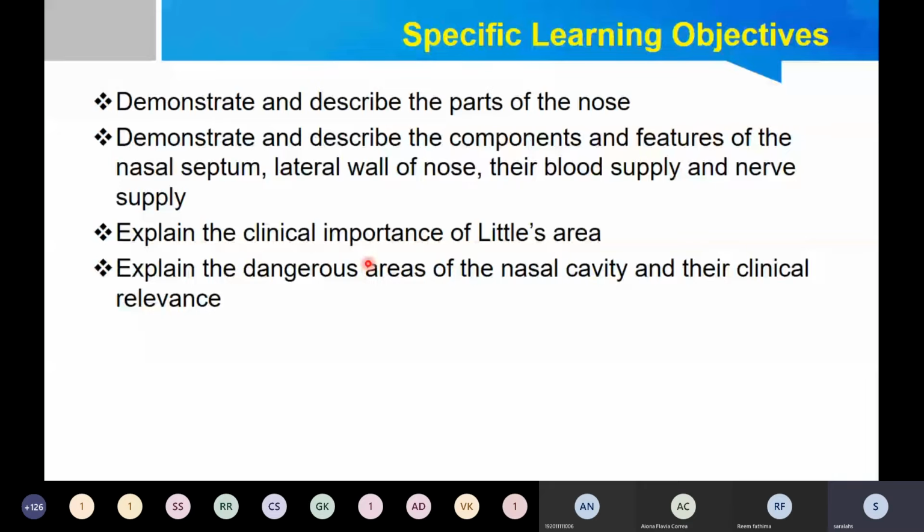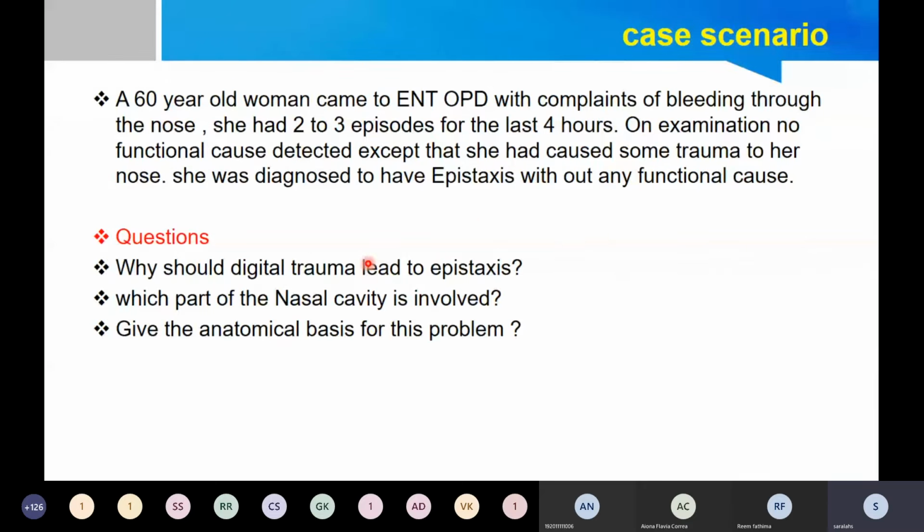First, we'll learn one case scenario. I'll put this at the end of the session, so you should be able to answer these questions. A 60-year-old woman came to the ENT OPD with complaints of bleeding through the nose, and she had 2 to 3 episodes of bleeding in the last 4 hours. On examination, no functional cause was detected: she was not hypertensive and there was no external injury. Except that she had caused some trauma to her nose by digital trauma, that is, she would have picked her nose.